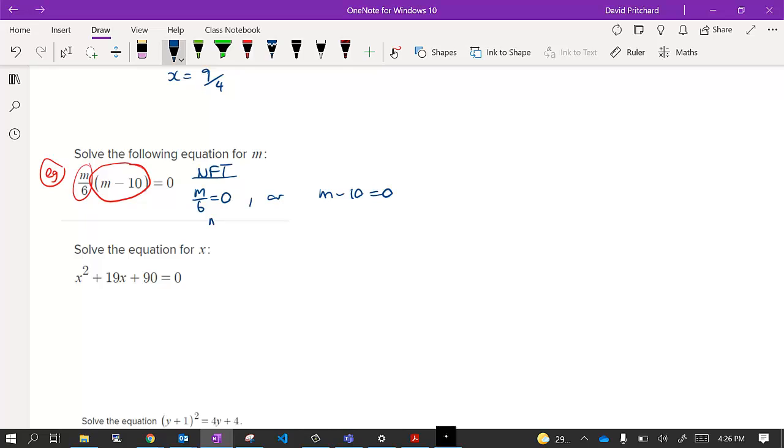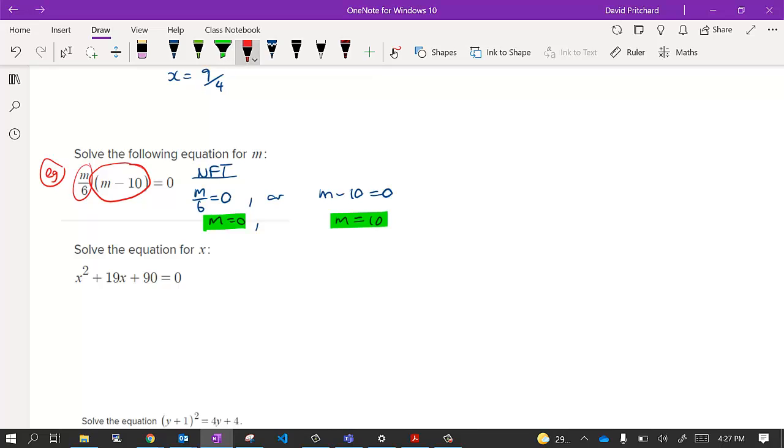Then it's just a matter of isolating. Multiply by 6 and we get m is equal to 0. Add 10 and we get m is equal to 10. So here we have 2 nice easy solutions again. It just comes down to manipulating that quadratic.